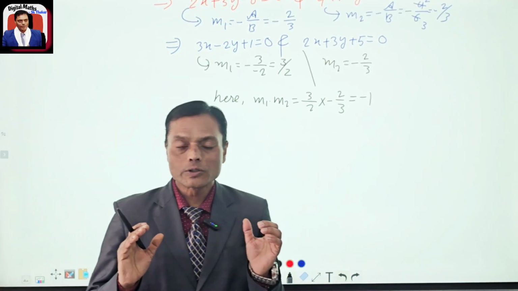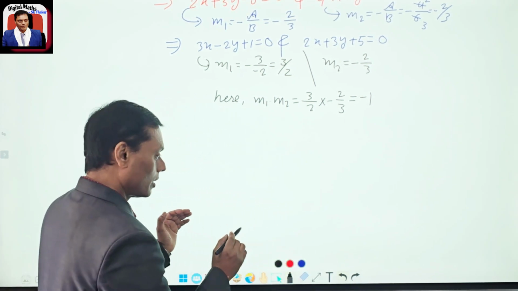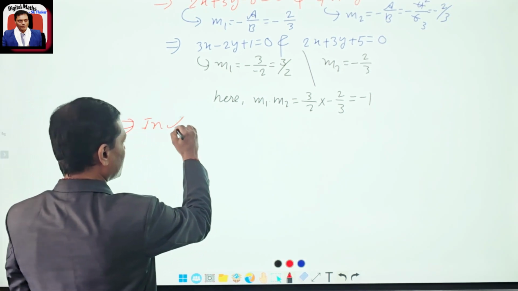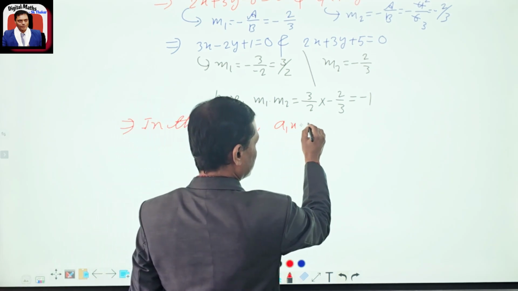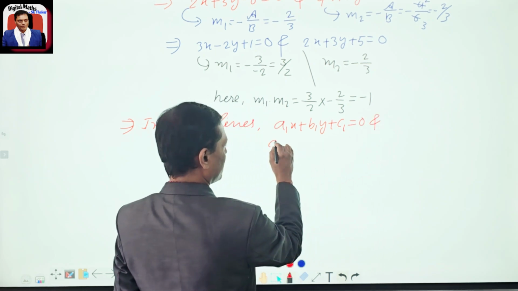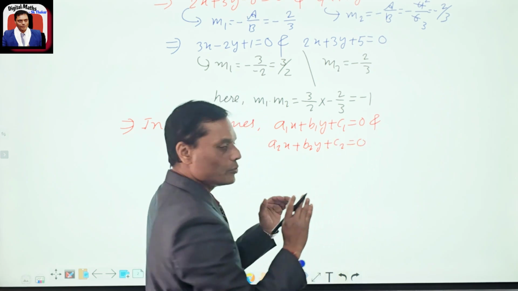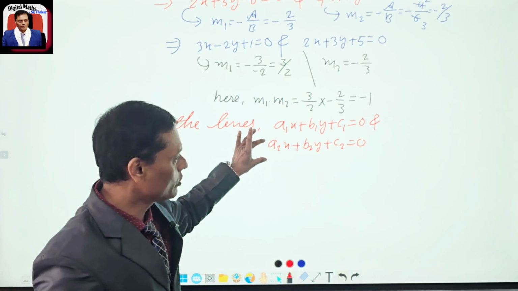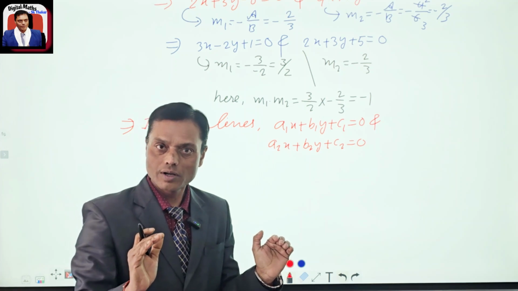So now I am going to show you some conditions when the lines are a1x plus b1y plus c1. Let's give some examples, then we can understand. So if we have these types of lines, a1x plus b1y plus c1 equals 0 and a2x plus b2y plus c2 equals 0, then what will be the condition of parallel and perpendicular? I'm going to show you.